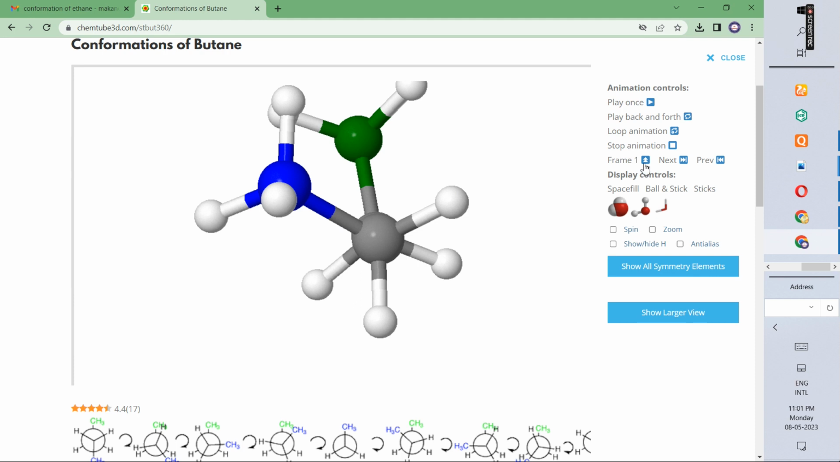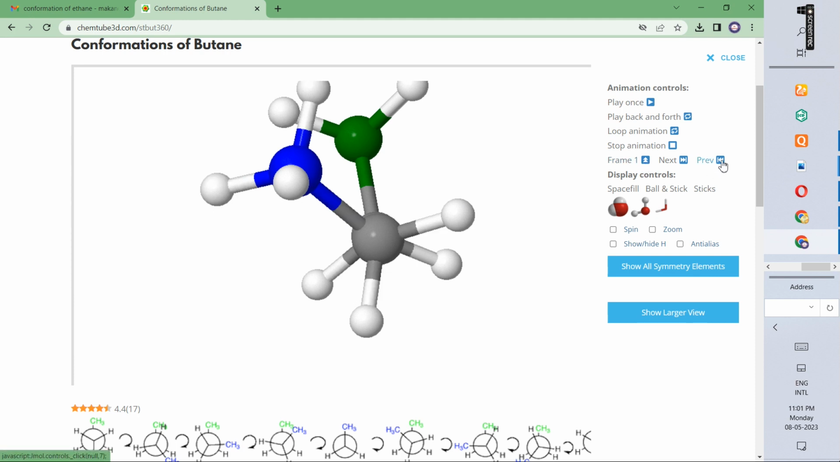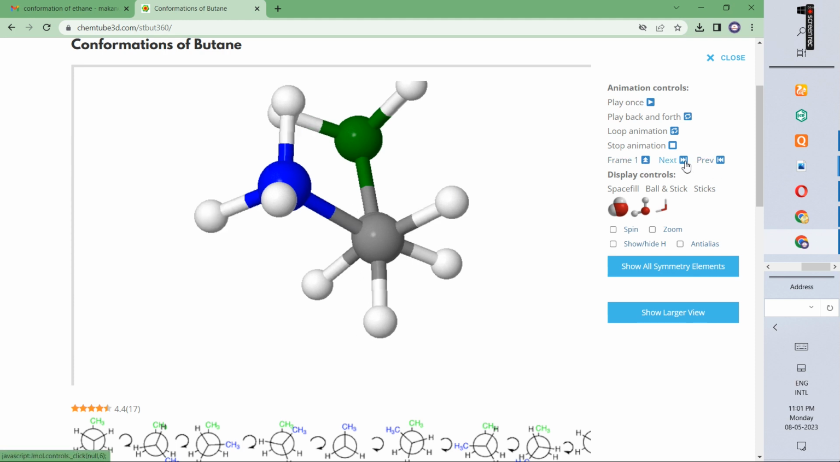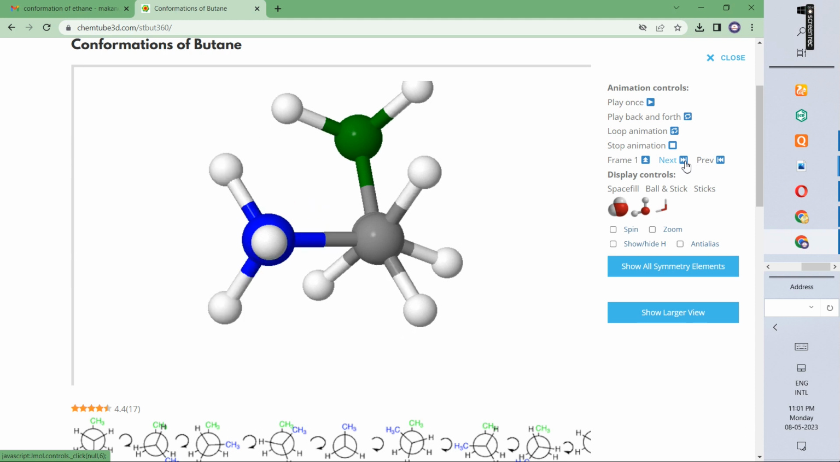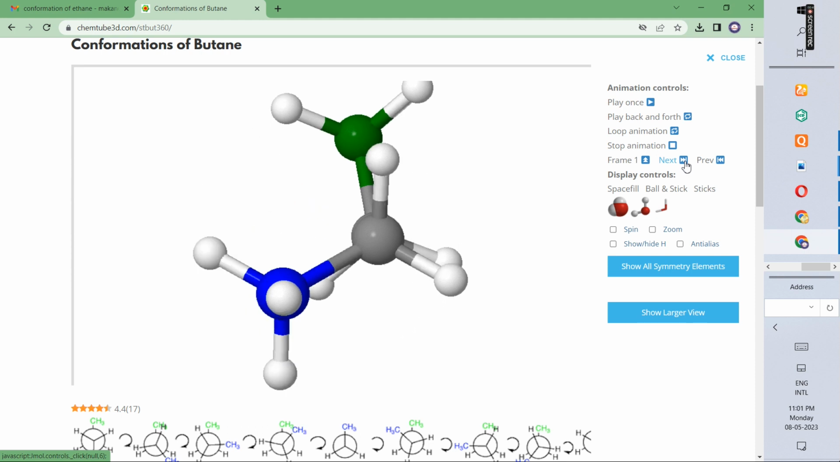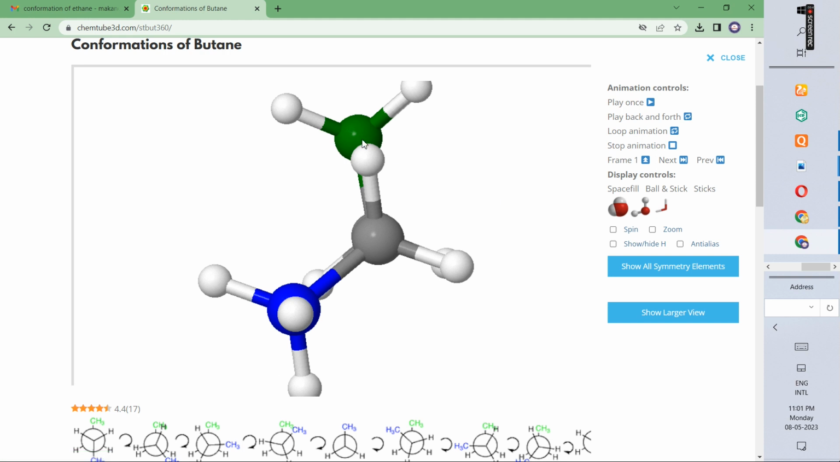And then if you rotate it further by 60 degrees, now look at what we are getting. Now we have hydrogen eclipsed with the CH3. So this is your eclipsed conformation. The first one was fully eclipsed. This is called the eclipsed conformation, or you can say it's a partially eclipsed conformation. Fine. And then you do the rotation further.